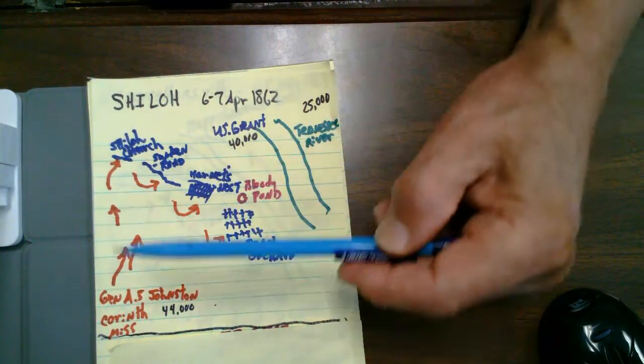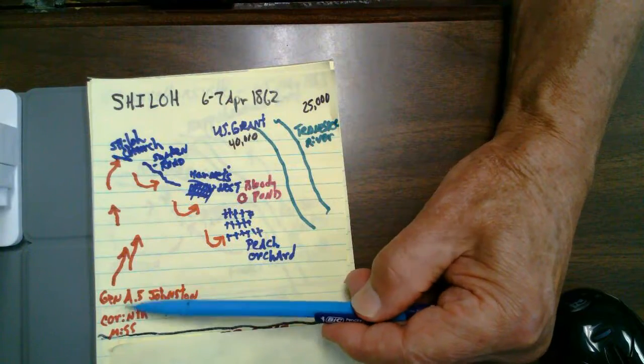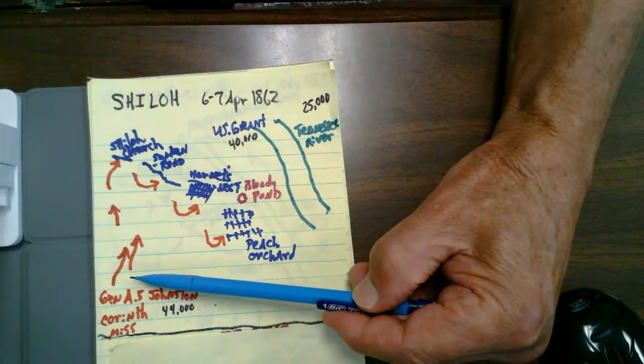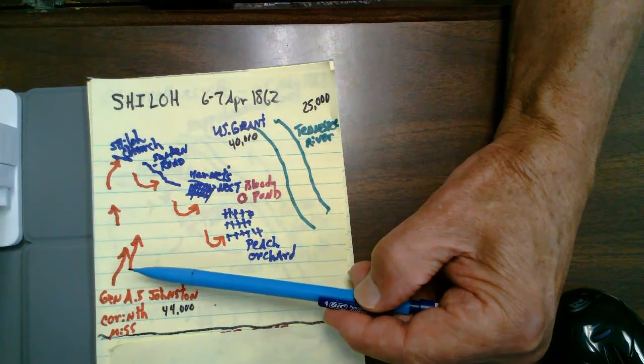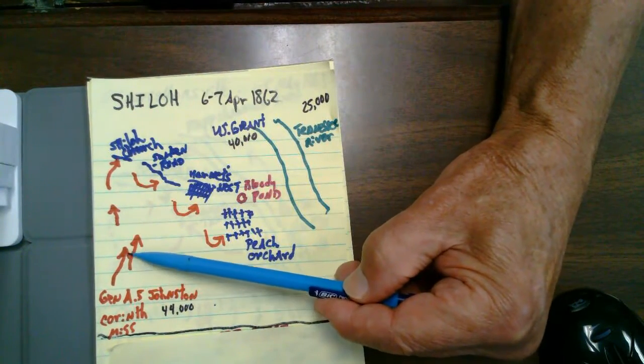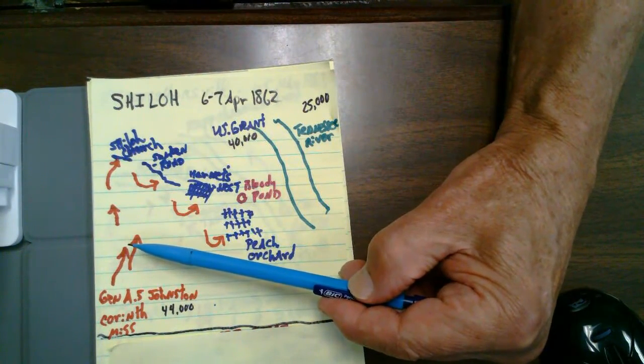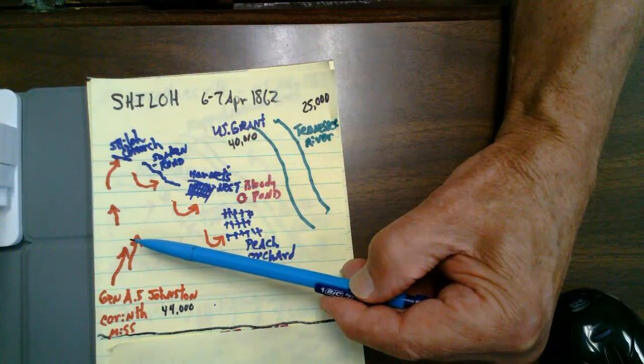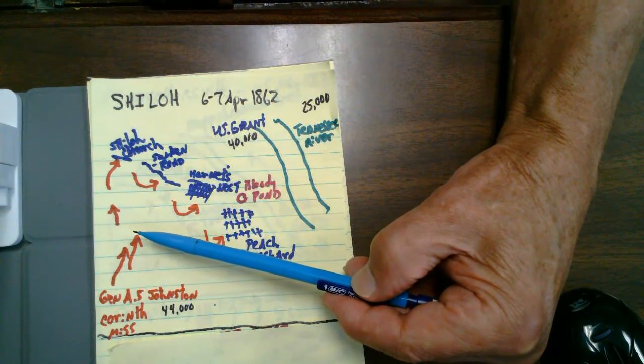All right, now when the Confederates approached, the Confederates came from Corinth, Mississippi. They're under General Albert Sidney Johnston, A.S. Johnston. Albert Sidney Johnston has an army of about 44,000. They were coming in this direction, trying to maintain silence, because they were trying to slip up on the Northern Army. They knew the Northern Army was about 18 miles ahead of them.